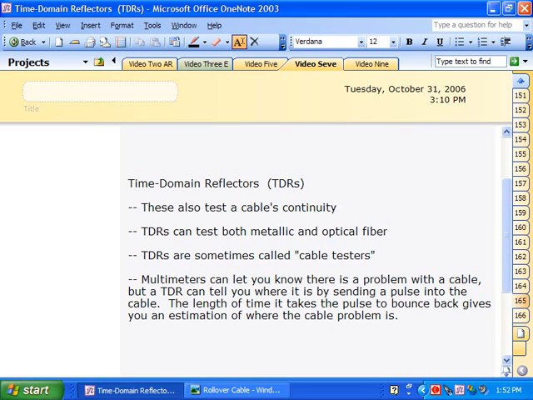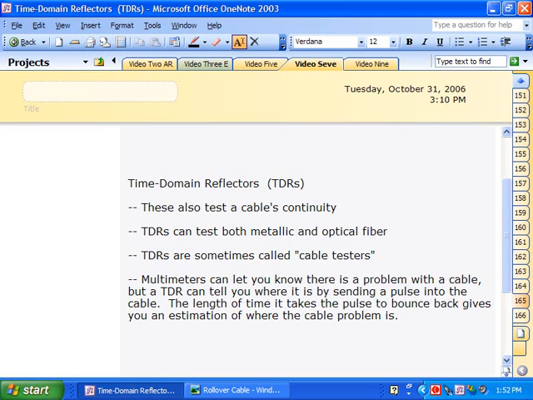Now, the big difference between the two is that a multimeter will let you know, yes, there's a problem with the cable. But a TDR can tell you where the break is. It's kind of like the difference between ping and traceroute. Ping lets you know that you have an IP connectivity issue, but traceroute lets you know roughly or almost exactly where the problem is. Well, a multimeter will definitely tell you, yes, there's a cable problem.